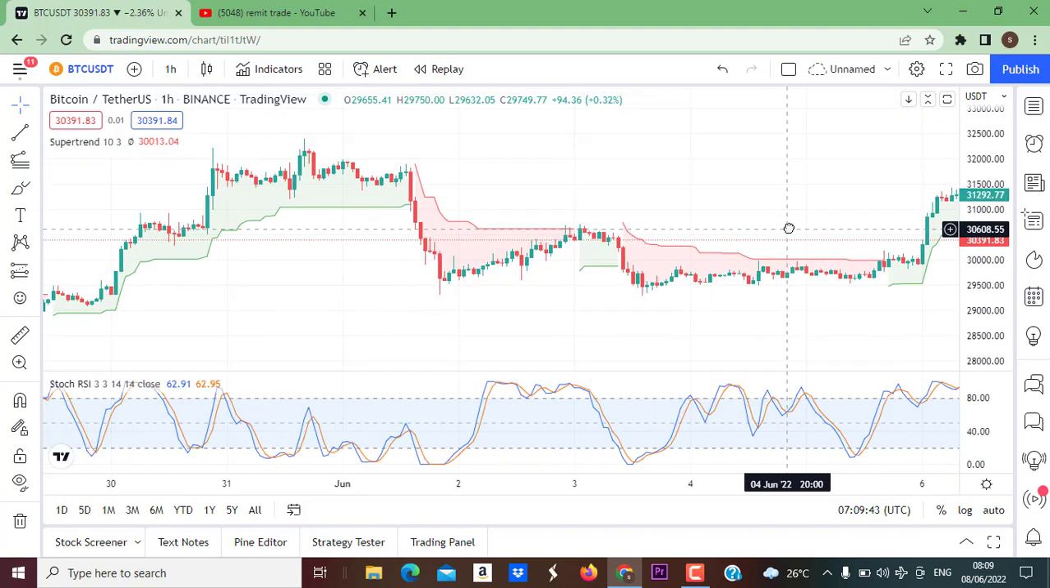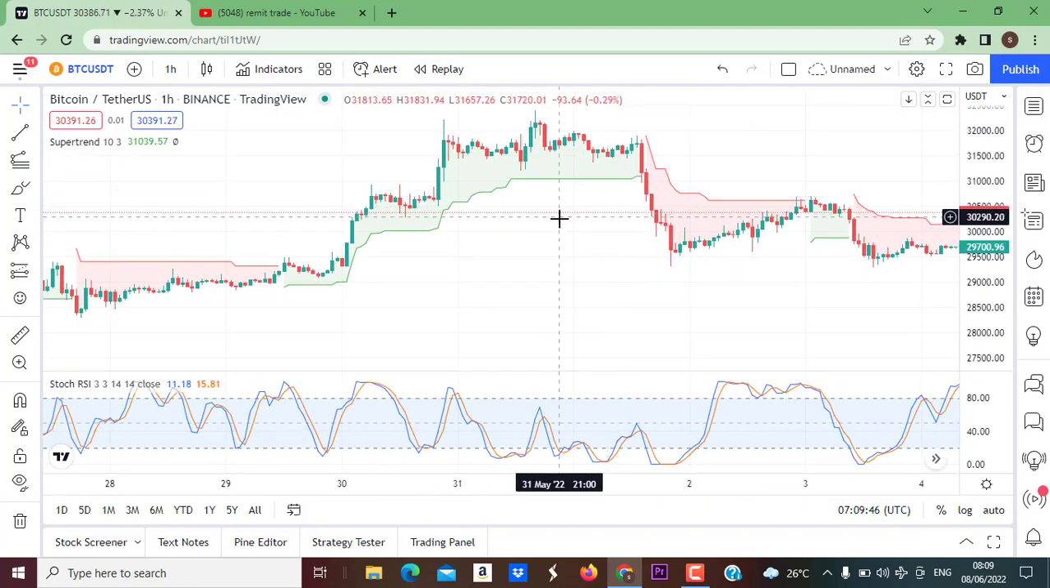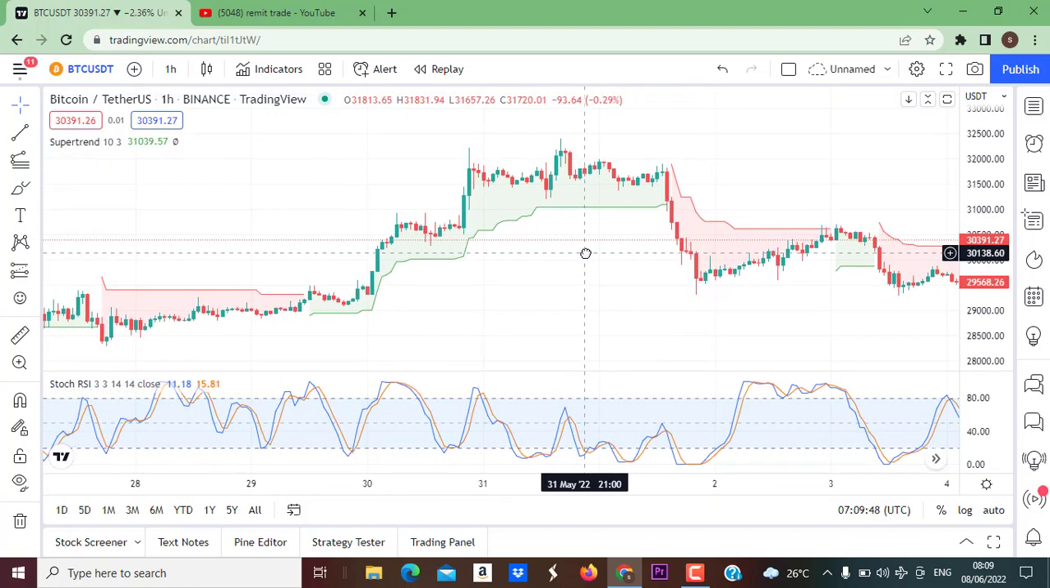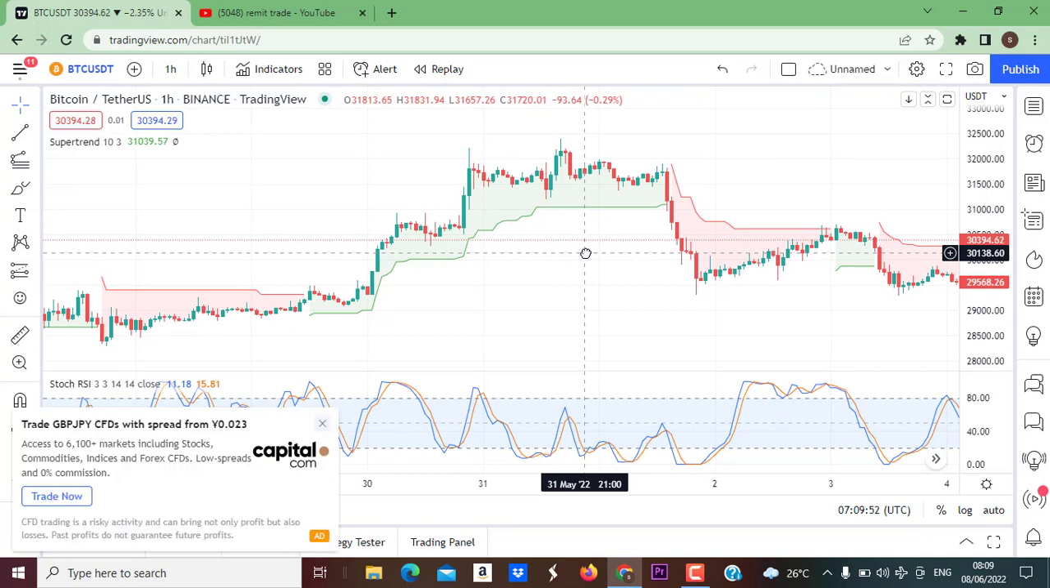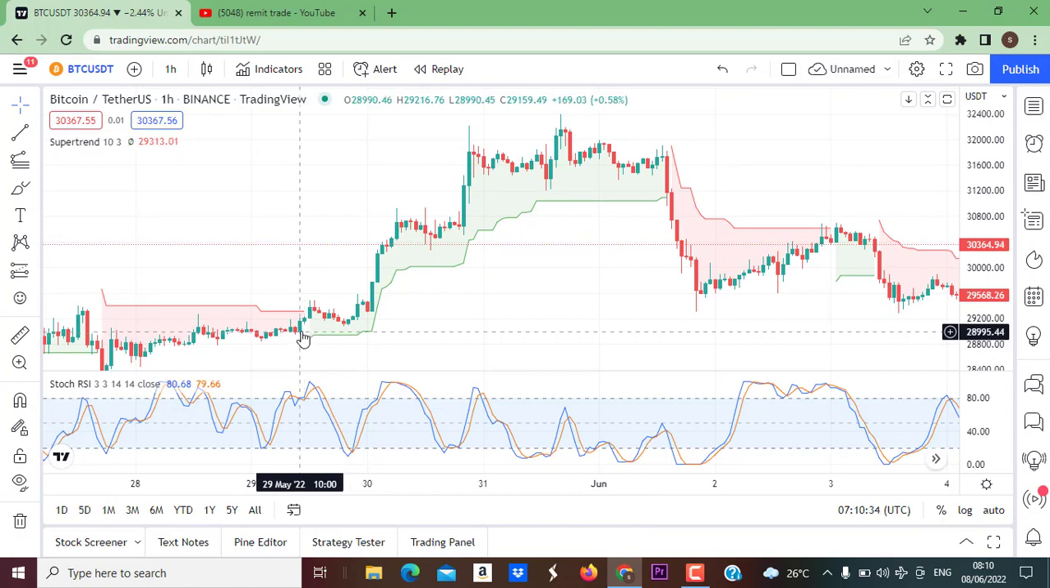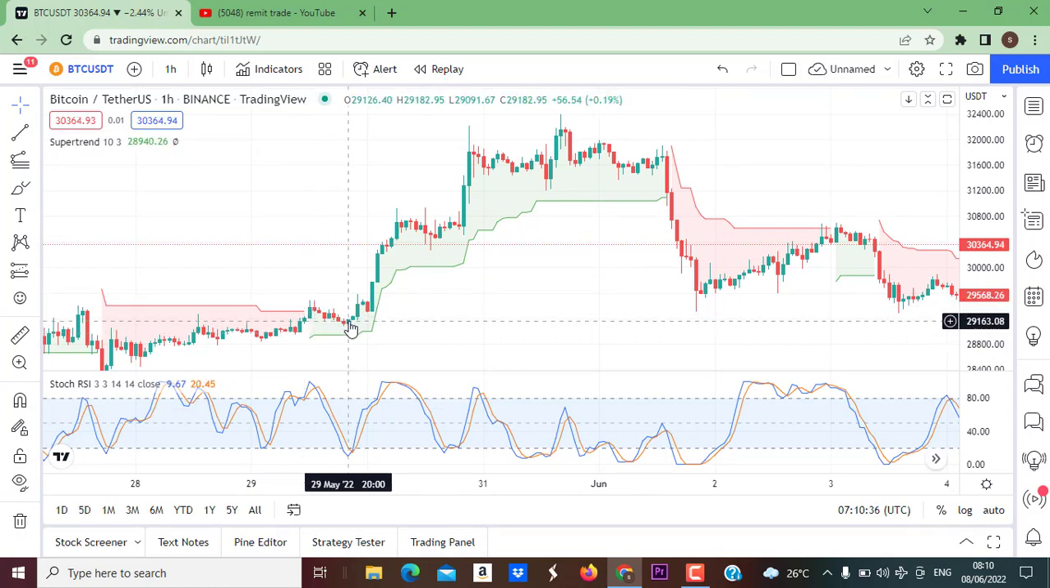In this strategy, I am going to show you how to use it very well with accurate entries, stop loss, and take profit targets for $100 per day. You can use this strategy both on spot and futures. Just like you can see right here, the market moved to the upside, then came back right down.